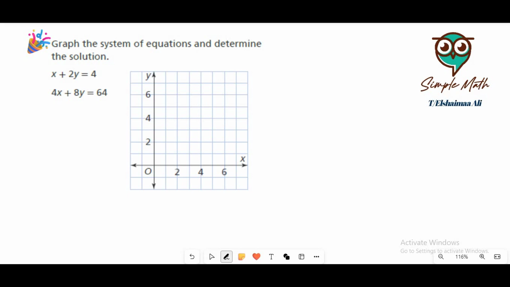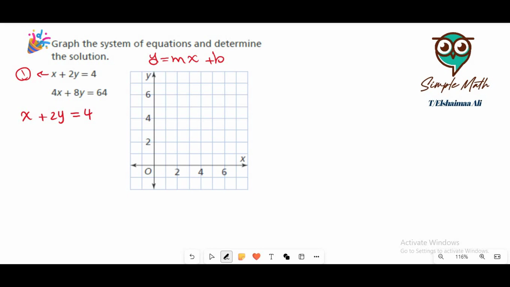Here we have two linear equations, so let's graph them. But first, let's start with the first one and put it in the basic form of the linear equation. So what is the basic form of the linear equation? It's y is equal to mx plus b. Let's take the first one: x plus 2y is equal to 4. We need to put it in the basic form.